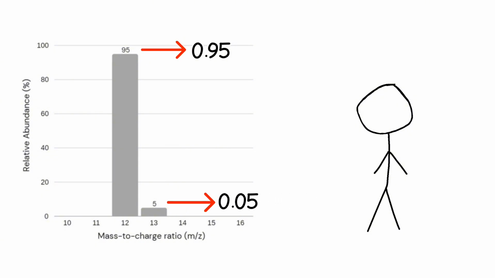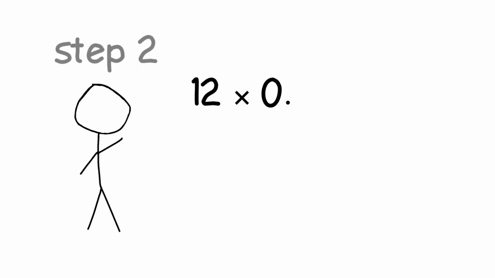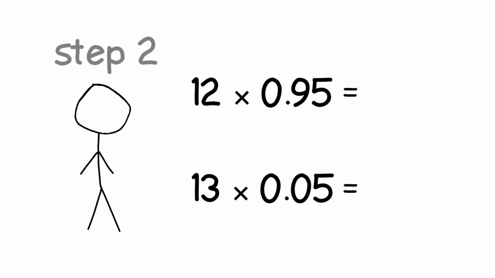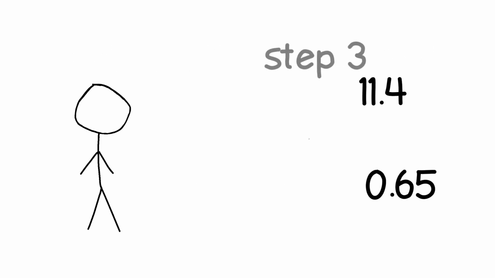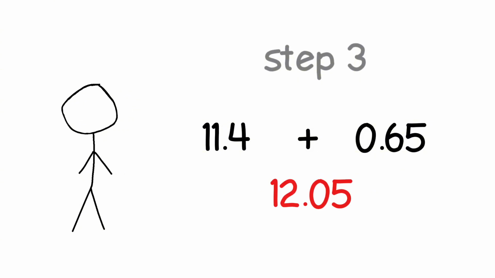Multiply each of these decimals by the corresponding atomic mass of the isotope. In this case, we would multiply 12 by 0.95 and 13 by 0.05 to get 11.4 and 0.65 respectively. Adding those two values together will give the average atomic mass of element X, which is 12.05.